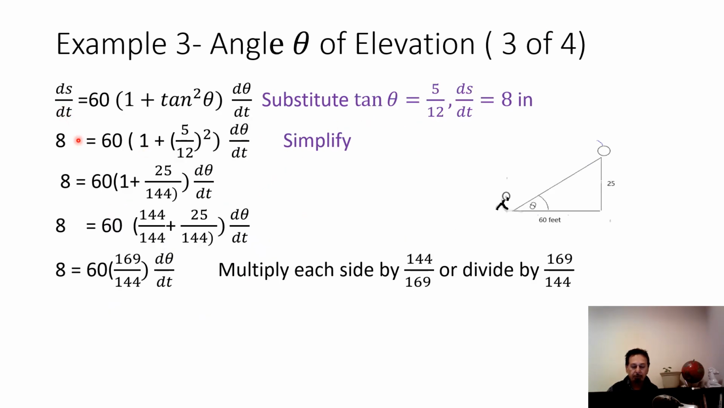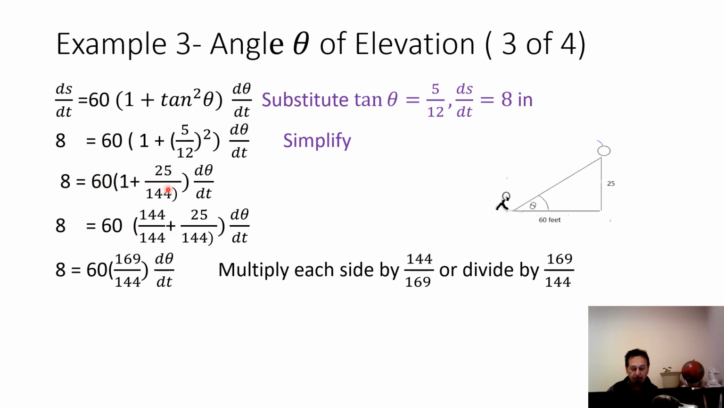So we have the equation ds over dt equals 60 times 1 plus tangent squared theta, d theta over dt. But we also have a value, tangent theta is 5 over 12 and ds over dt is 8. We substitute these values in this equation. This equation becomes 8 equals 60 times 1 plus 5 over 12 squared, d theta over dt. Now we just simplify, but 5 over 12 squared becomes 25 over 144, plus 1, times 60 equals 8.